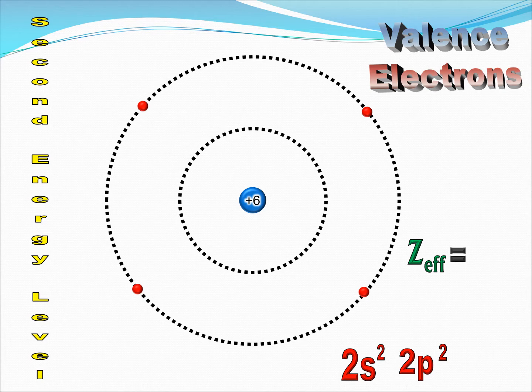And what's the number? You should know this. 4. Why is it 4? Because there are 4 valence electrons. That's the easiest way to always get it right, to figure out the effective charge of the inner atom. It's the number of valence electrons with a plus in front of it.